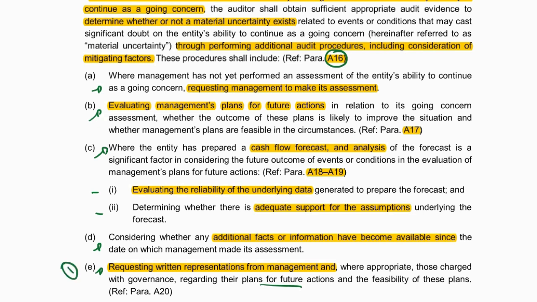Here's one full procedure. When I get a cash flow, I'm going to have to get cash flow forecasts and analysis. I've got extra points here to say I must go and evaluate the data and get adequate support. And then another mark for evaluating their future plans. Okay, so now I'm going to go to A16 for additional procedures on top of these that I already can go and put down.